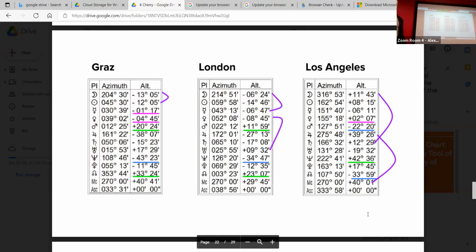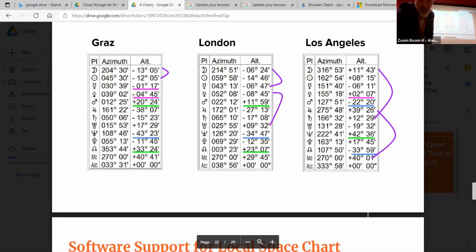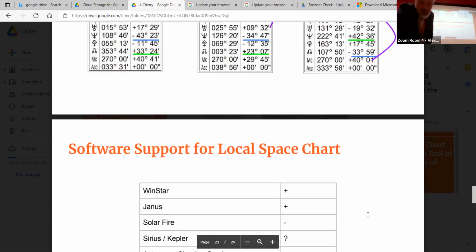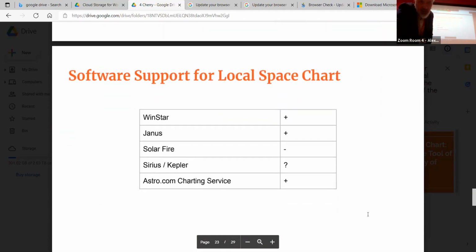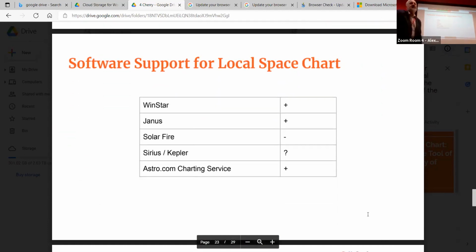So that's just a brief illustration how local space chart can give us a lot of information, a lot more than any other locality astrology method, in my opinion.